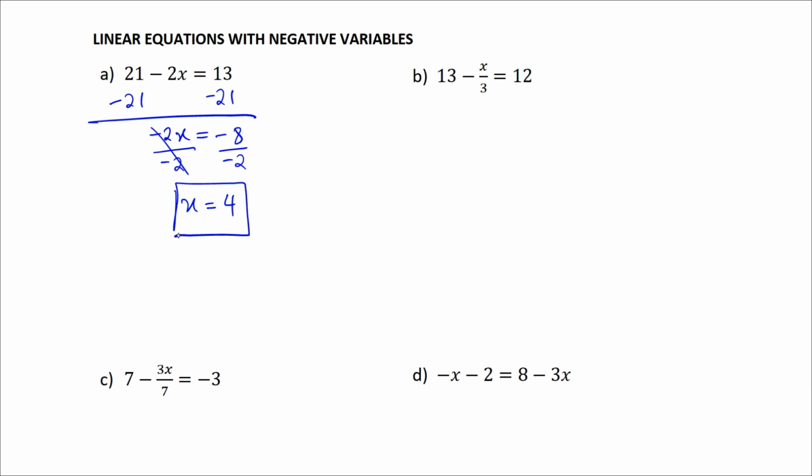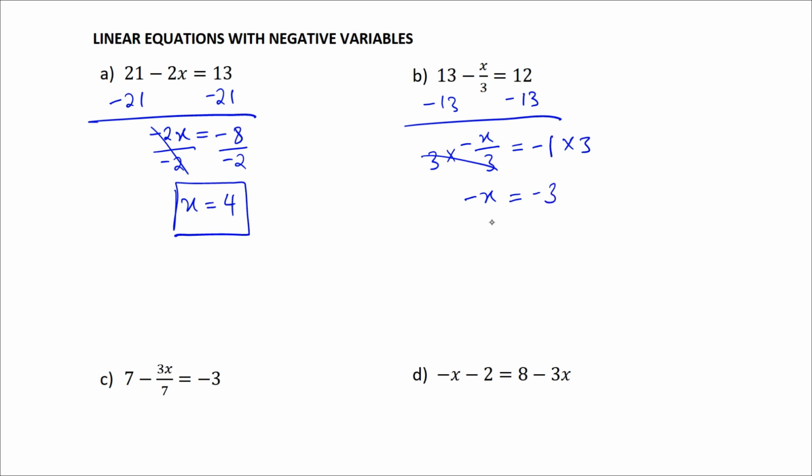You can apply the same approach in the second problem. Start by subtracting 13 on both sides. And you'll be left with negative x over 3 equal to negative 1. And then the opposite of dividing by 3 is multiplying by 3. So multiply by 3 on both sides. 3 and 3 cancel. So you'll end up with negative x equal to negative 3. Now, because you want to be left with x alone, remember this is similar to negative 1x, divide by negative 1 on both sides. So x will be equal to positive 3.